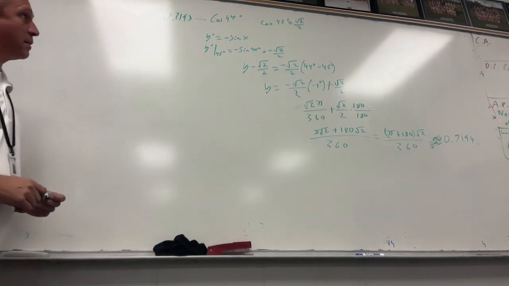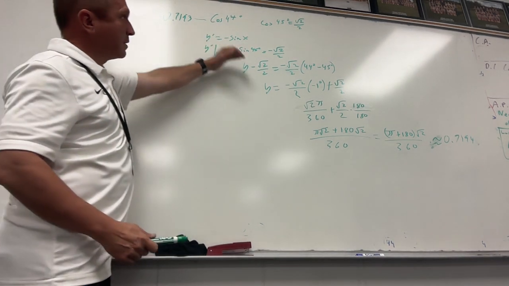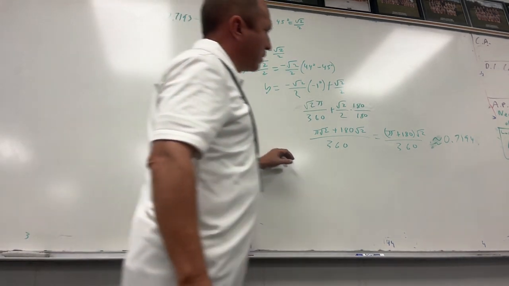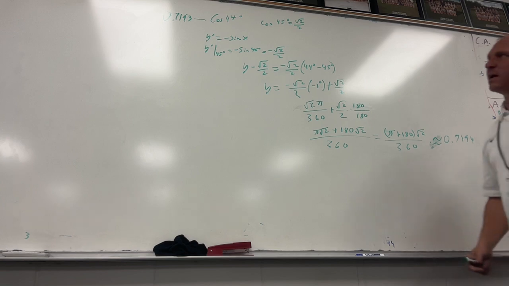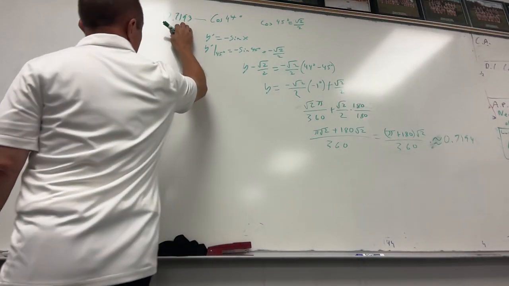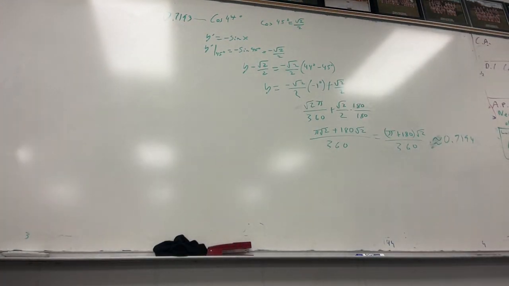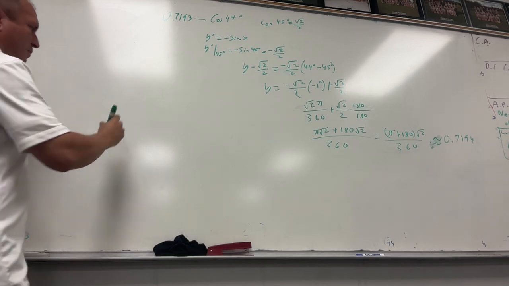Problem where we approximated the cosine of 44 degrees. This is the arithmetic with it. We got 0.7194 as that solution, which is very close again to that approximation from the calculator. So now I want us to look at finding zeros.